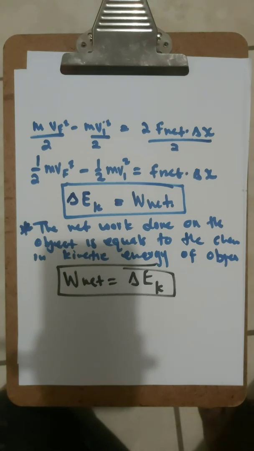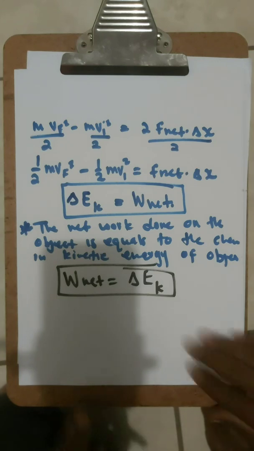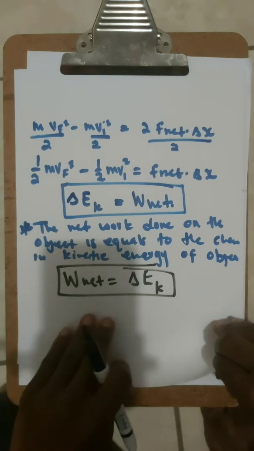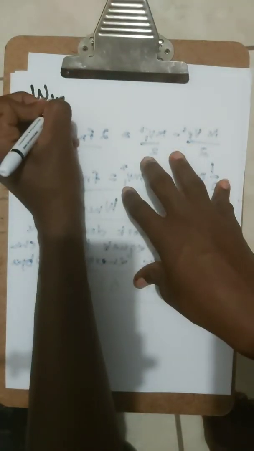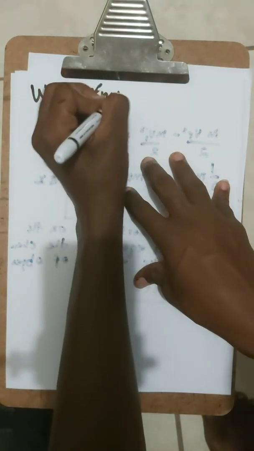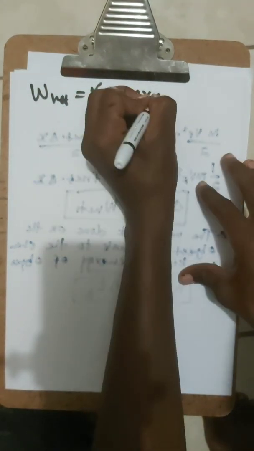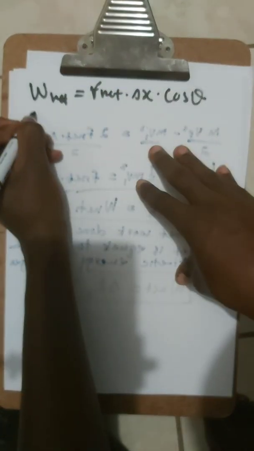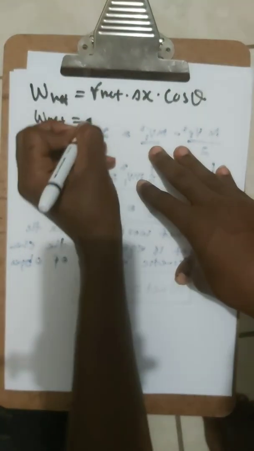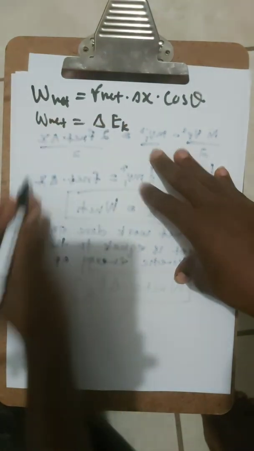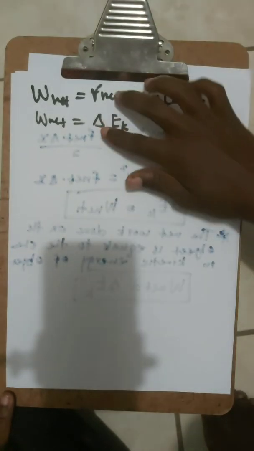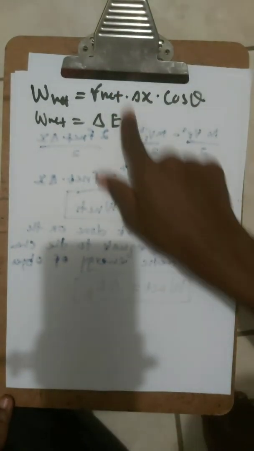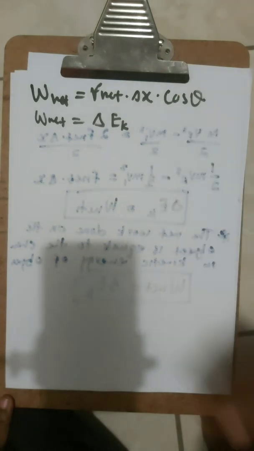Okay, let's take an example. By now, what do we have? We have explored this formula, and we know this formula from the previous video. We studied that work net is equal to F net, delta X, cos of theta. We also learned this formula, that work net is equal to the change in EK. These two formulas are going to help you a lot when solving problems. You just have to know what you are given in the question.